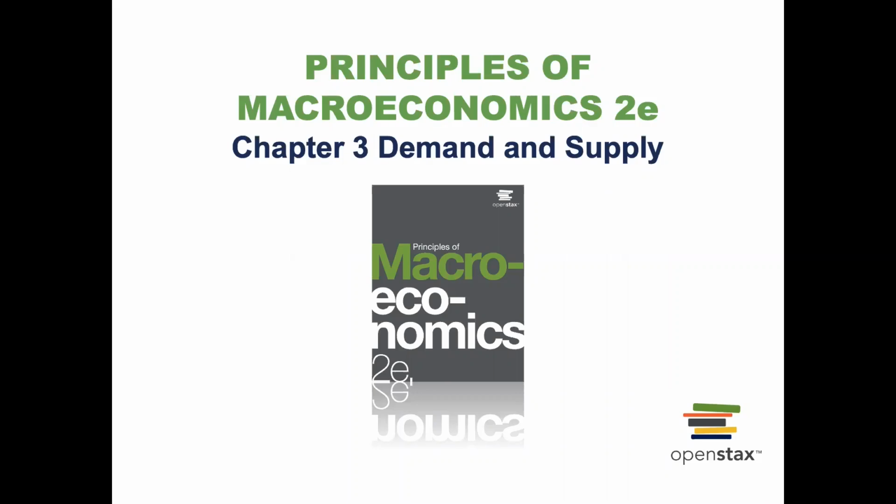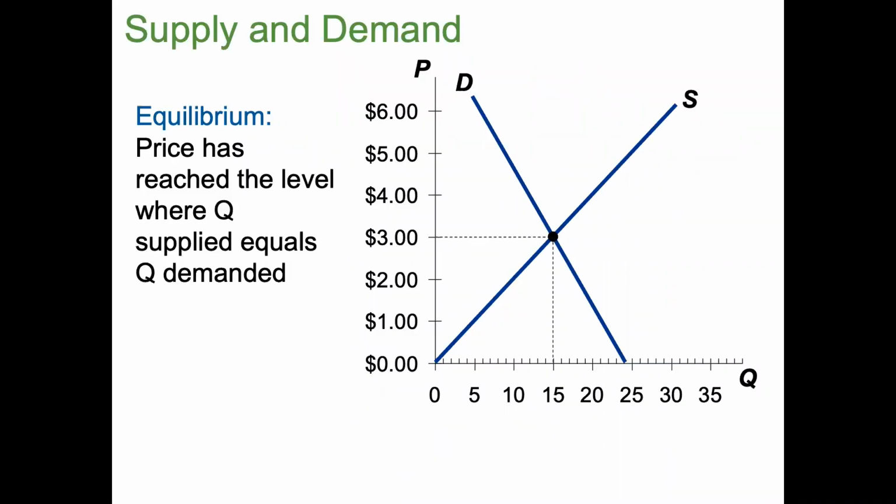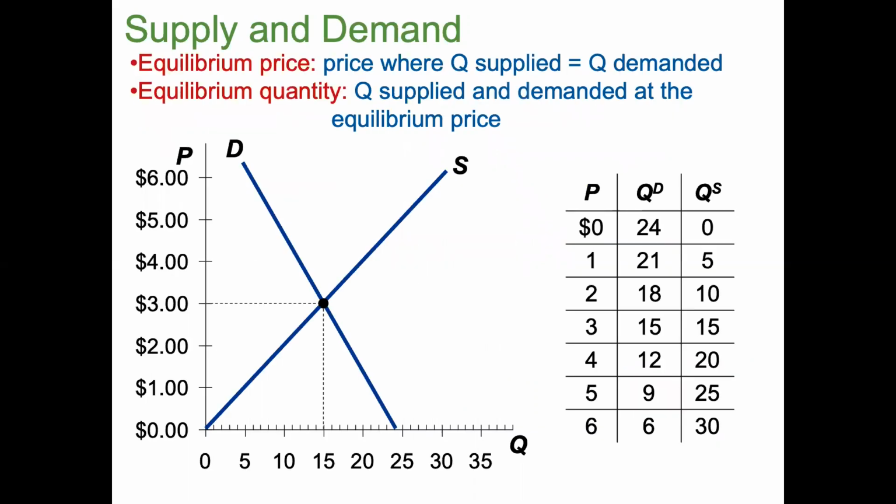In this video, we're going to combine demand and supply together. The point where they intersect is called equilibrium or market equilibrium. Equilibrium is a situation in which the market price has reached a level where quantity supplied equals quantity demanded. Let's take a closer look.